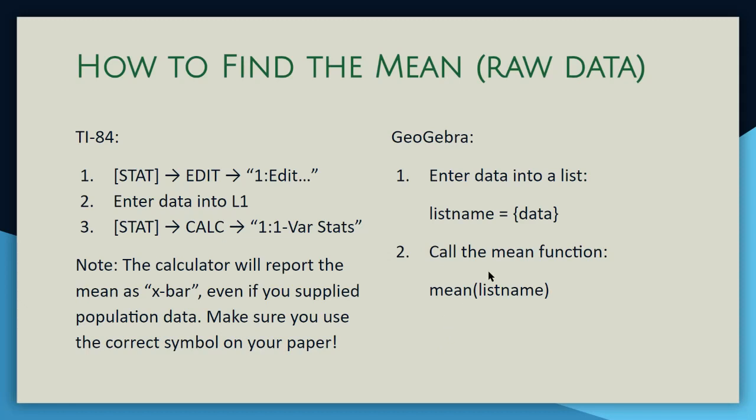For GeoGebra, you'll notice step 1 is the same as it was for the median, and we're going to see this step repeatedly throughout the course. Dump all of that data into a list. So list name equals data in curly brackets, press enter, and then to calculate the mean, it's just mean, and then in parentheses the list name.